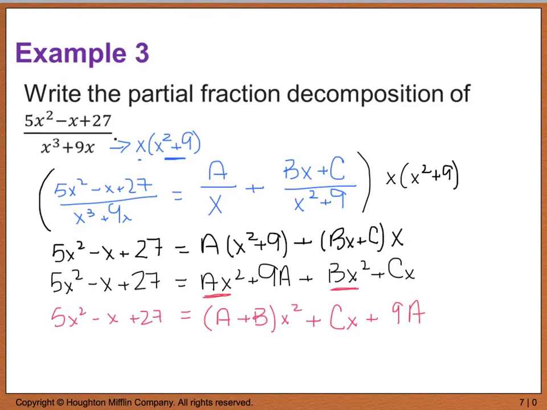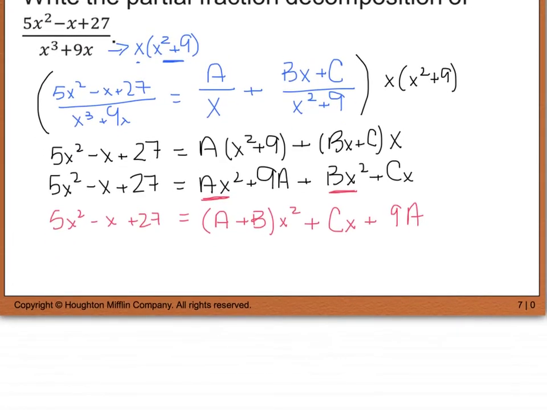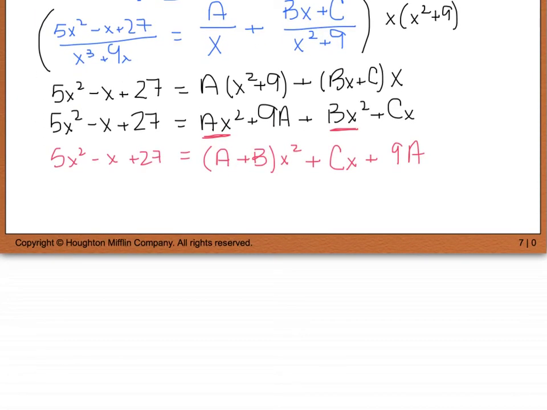So now, two polynomials, which is what I have here, are equal if and only if the coefficients of the like terms are equal. So what that means then is my coefficient is 5 on my x squared term. 5 has to equal a plus b. So I am now going to rewrite this as a plus b equals 5.